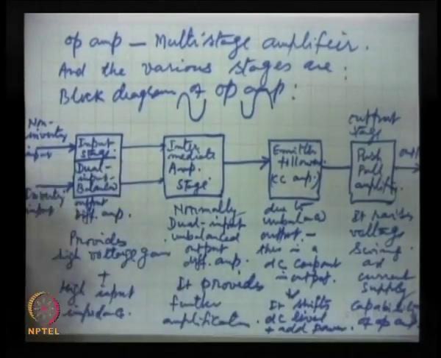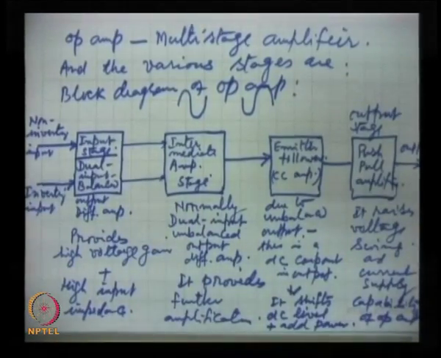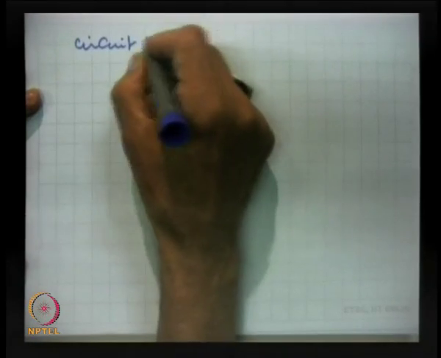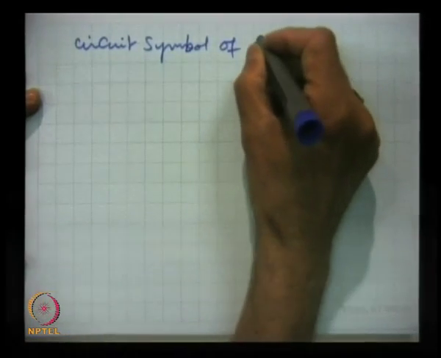There may be some variations, as I said, that a very large number of different types of op-amps have been developed. So, some small variations are there, but basically these are the stages which form an op-amp. Op-amps are available as an integrated circuit, and the circuit symbol I draw. The circuit symbol of op-amp.